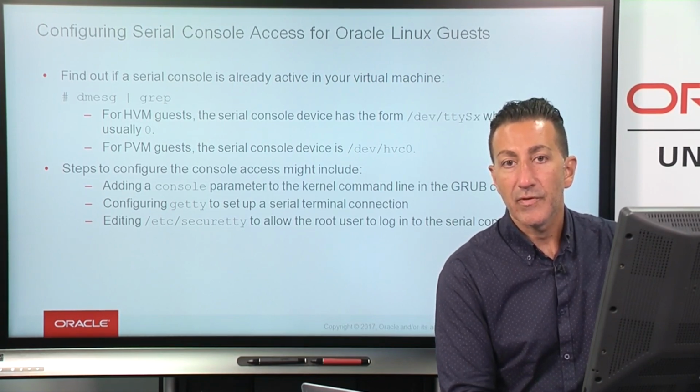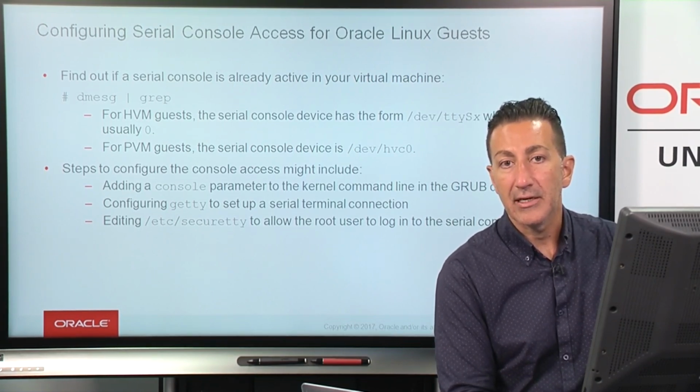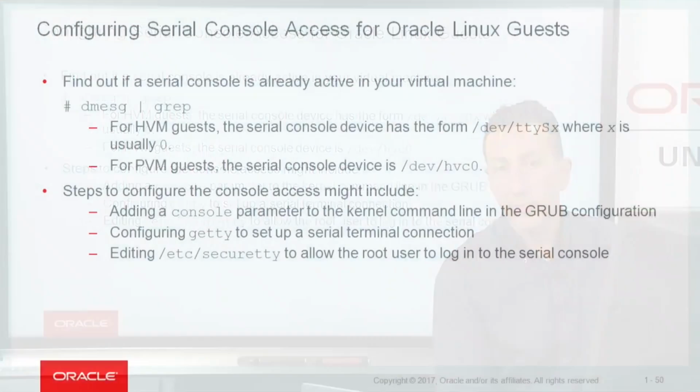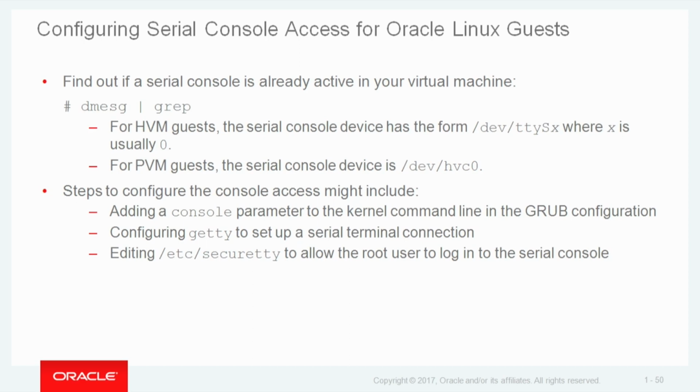So the steps to configure the console access may include adding a console parameter to the kernel command line in the GRUB configuration, the bootloader, configuring getty to set up a serial terminal connection. In this case, this is the console device, the serial console device that you obtained before, and editing /etc/securetty to allow the root user to log into the serial console.